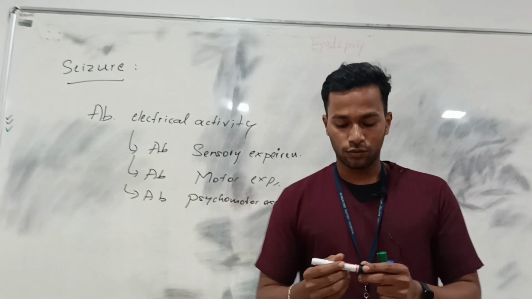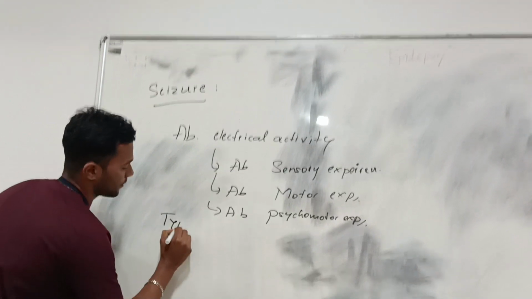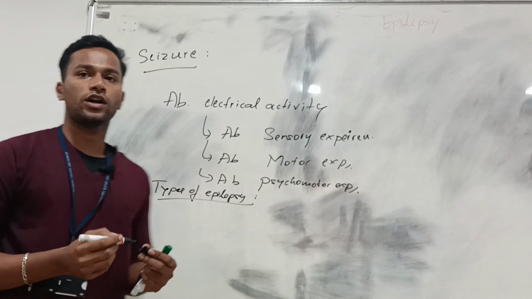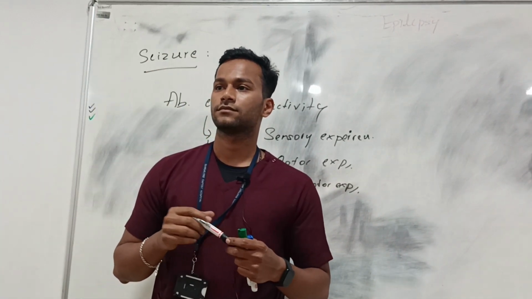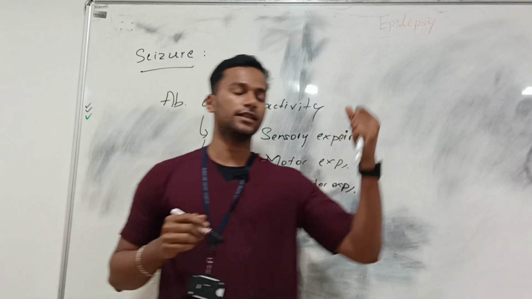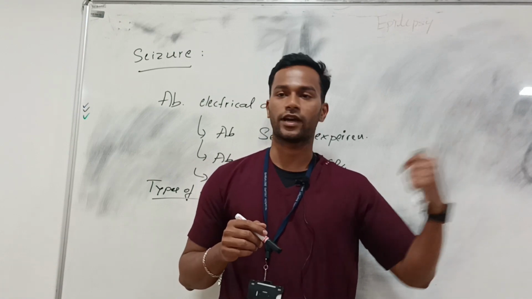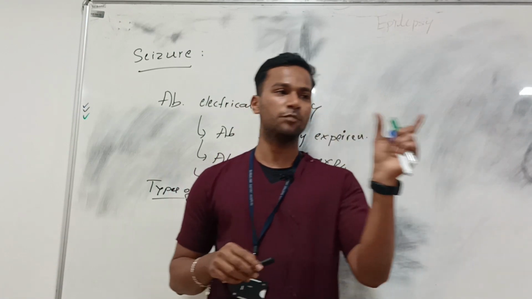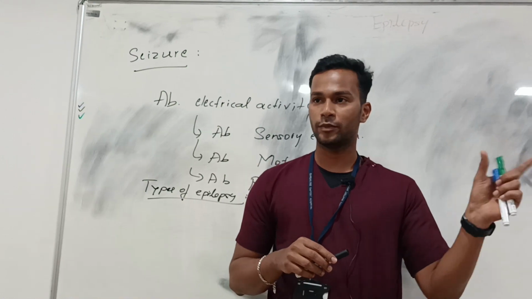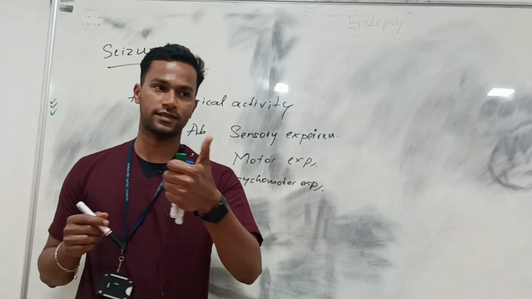Okay. So now what are the types of epilepsy? We'll talk about the types of epilepsy. I'll say there are two types mainly: generalized and partial seizure. Basically, the term partial seizure is not used now. In place of partial seizure, they use focal seizure. That is the new terminology. But for the purpose of saying, I will use partial seizure itself.